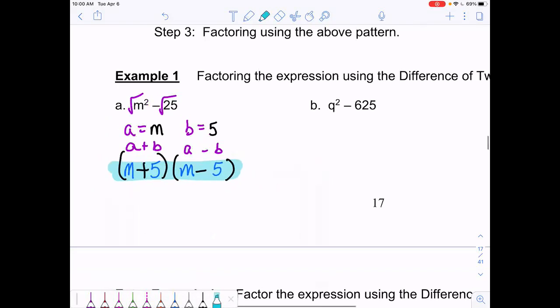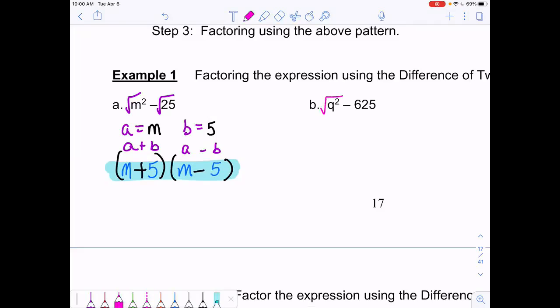All right, let's look at letter B. This one's a little trickier. We have a Q and 625. Oops. So we need our A and our B. So Michael, what times what makes Q squared? Q. In your calculator, there should be a square root button. If you hit that square root button and plug in 625, it should give you the square root of 625. Michael, do you know what that number is? 25. 25 times 25 makes 625.